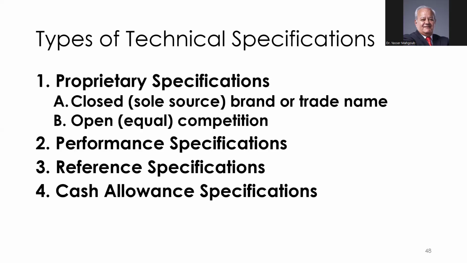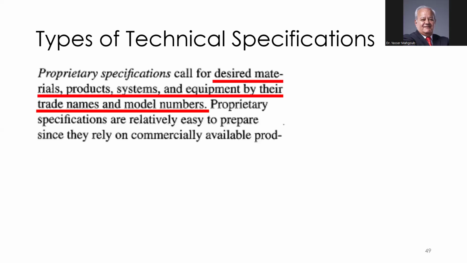I can also reference specifications. Instead of writing the whole thing again, I can write in my specs, this is a reference to, please refer to the Egyptian building codes. That's it. So the contractor must go to this reference and use it. Cash allowance specs are also a special type of specs that are used to clarify how we will manage the cash advance for the contract.